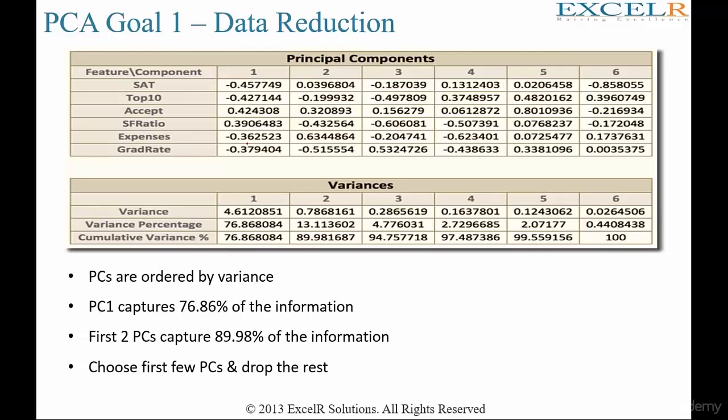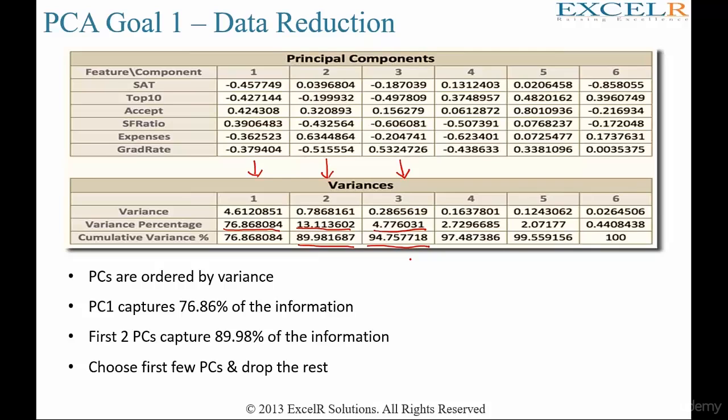Let us discuss the first goal, data reduction. If you look at this, the first principal component is capturing 76% of variance, and the second is capturing 13% roughly. Both these principal components put together would capture 89% of information. The third principal component alone is capturing 4.77% of information. The first three principal components are capturing 94.75, roughly 95% of information.